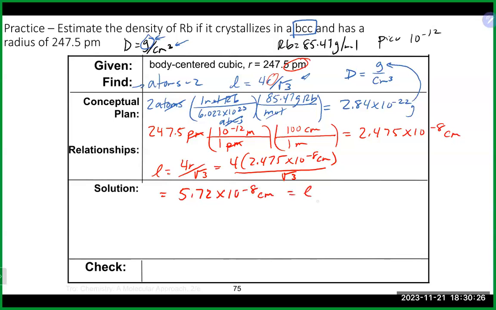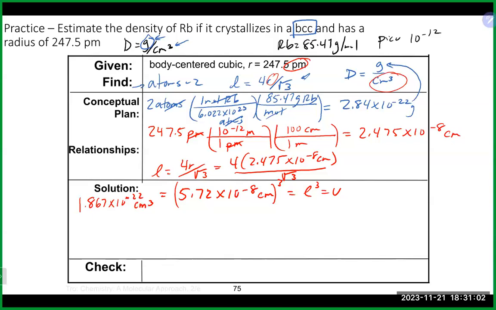Once again, that is only my length and not my volume. Because this is a cube, we just cube it basically. So to get our volume, we're going to take the length cubed. To do that, we will just cube this number here. And if we do that, we will end up with 1.867 times 10 to the minus 22 cubic centimeters as I cubed it. And that will obviously be the bottom number there that I need.